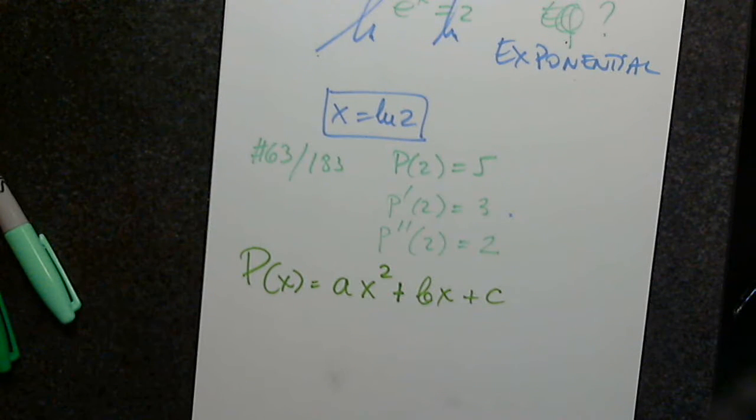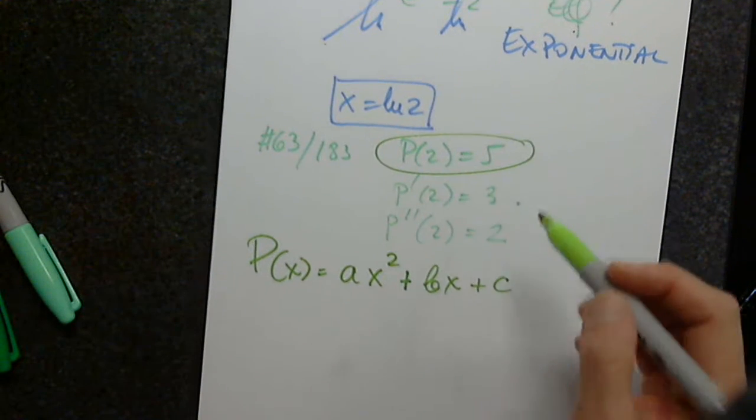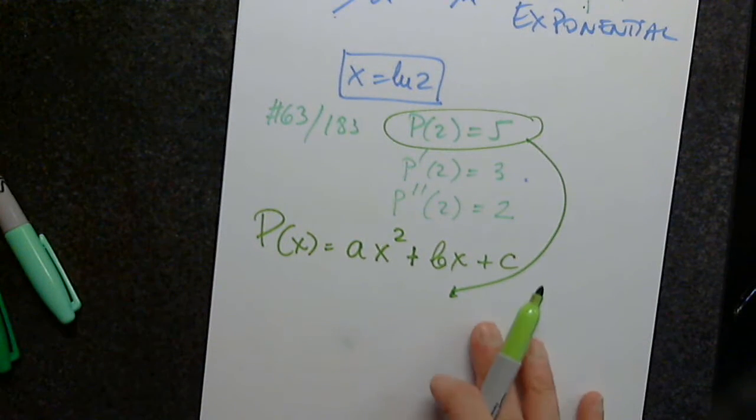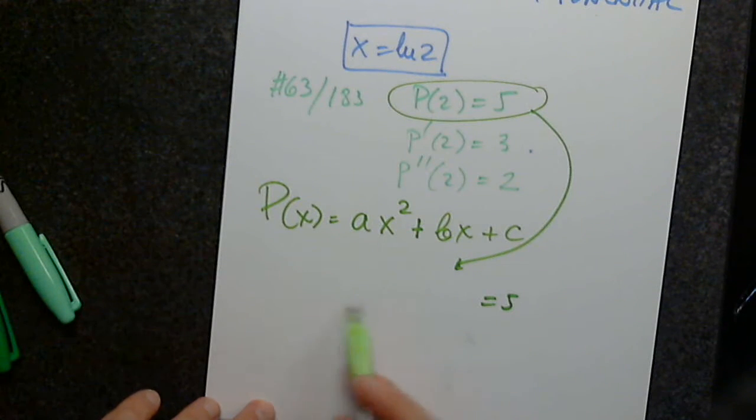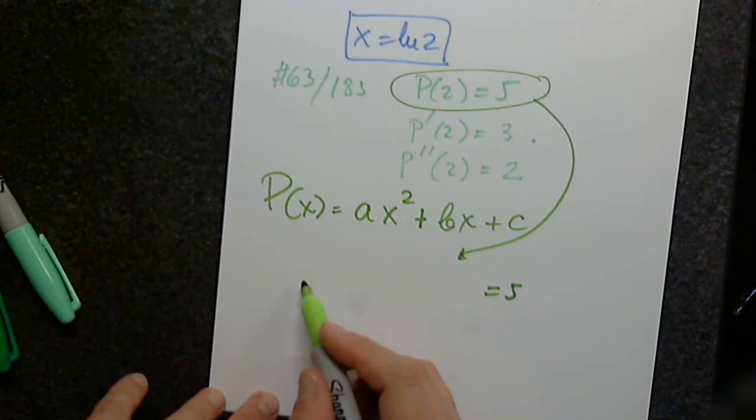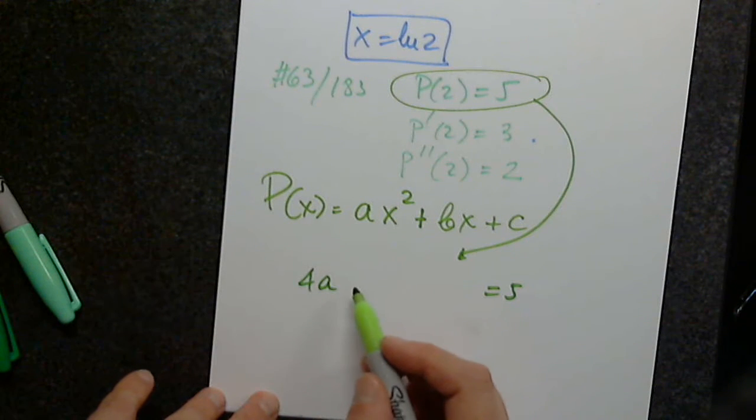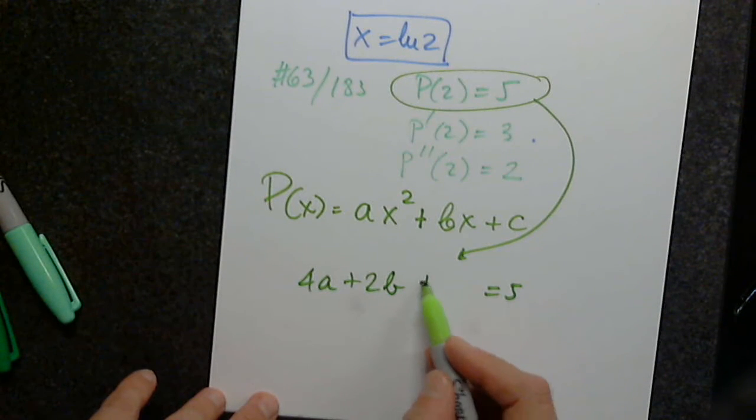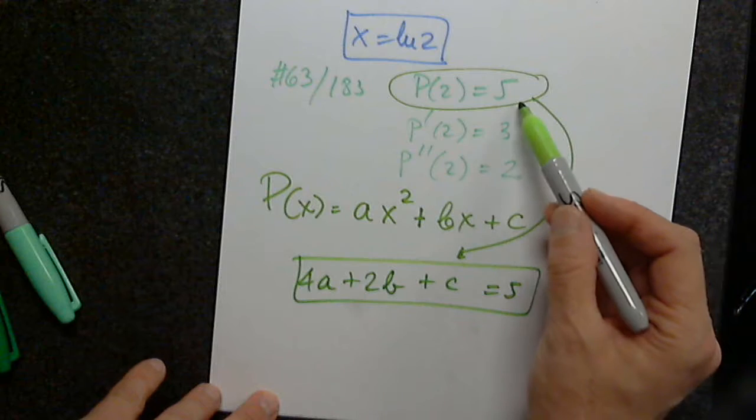How many conditions do we need in order to solve for little a, little b, and little c? If we have 3 variables, we need 3 conditions, and we do have 3. From the first equation, what would you write? It says P of 2 is 5. So P of 2 is 4a plus 2b plus c. This is the first equation.